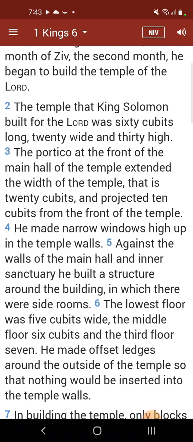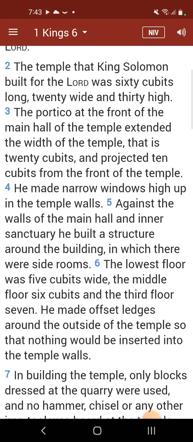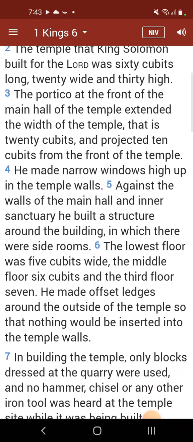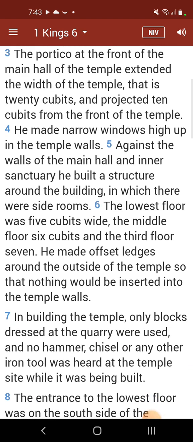The portico at the front of the main hall of the temple extended the width of the temple, that is, 20 cubits, and projected 10 cubits from the front of the temple. He made narrow windows high up in the temple walls.